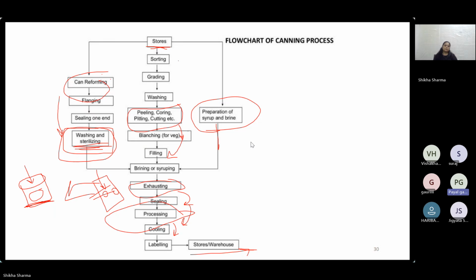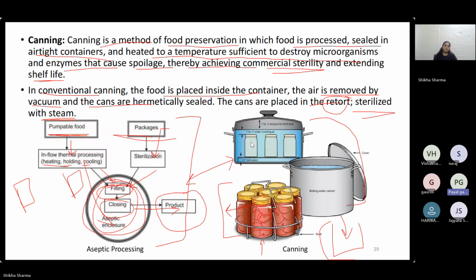In the previous one, we sterilized the food and we sterilized the can also. We sterilize everything, the atmosphere and everything. Basically in aseptic processing, Tetra Pak kind of packing will be there, most of the time I've seen. So in canning, there will not be the loss of nutrients.